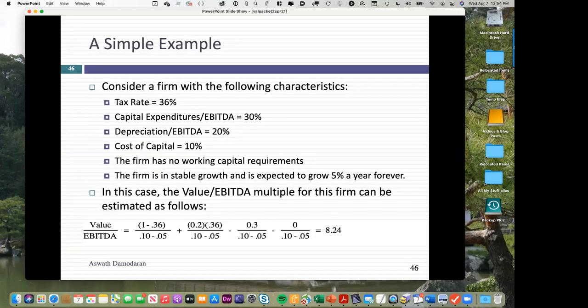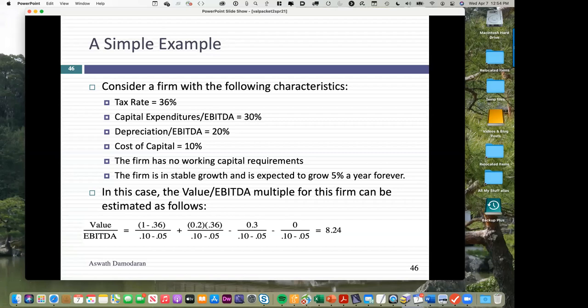So let's try a simple example. Let's suppose you have a company with a 36% tax rate, capex of 30% of EBITDA, depreciation which is 20% of EBITDA, cost of capital of 10%, no working capital requirements. If I plug the numbers into the previous page, so think of this as the intrinsic EV to EBITDA for this company with the parameters that I've just given you, the EV to EBITDA should be 8.24. I should expect this company to trade at 8.24 times EBITDA.